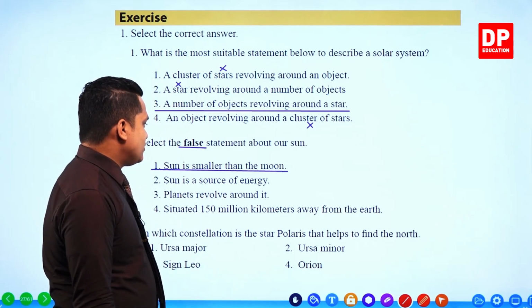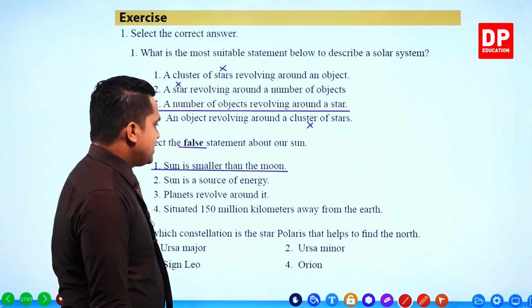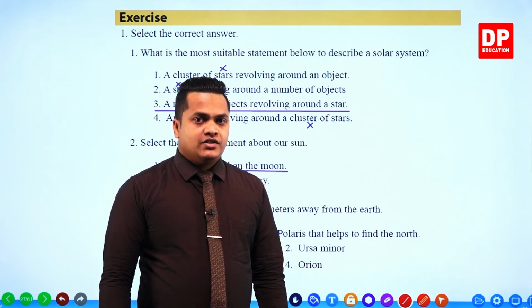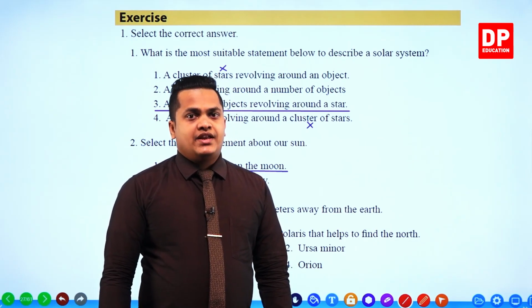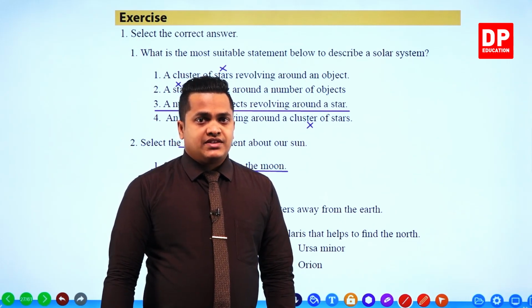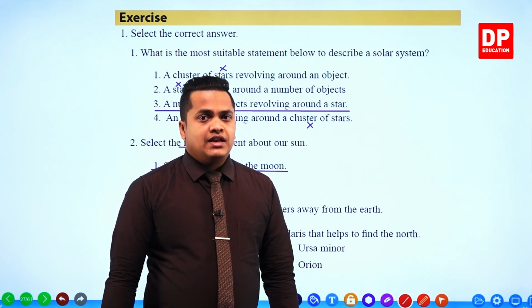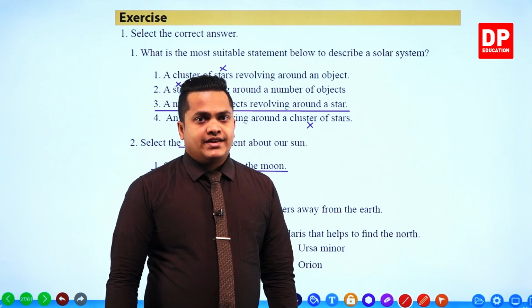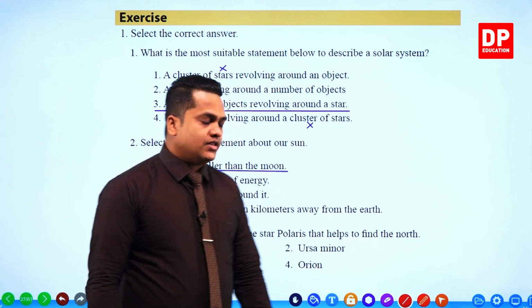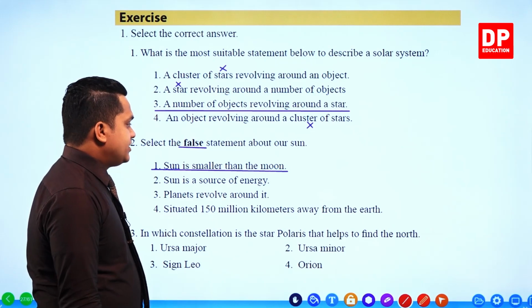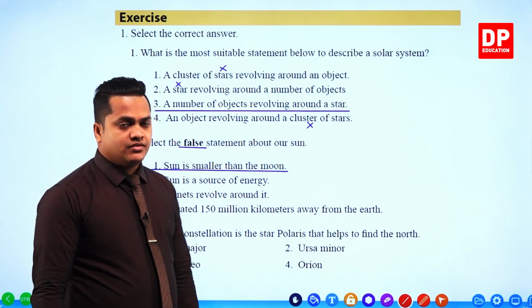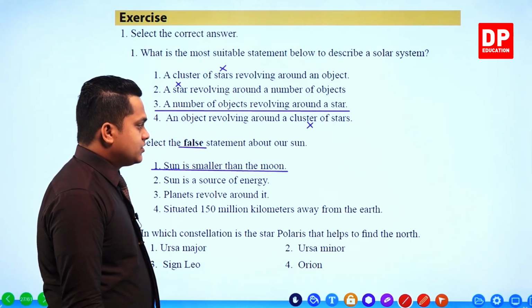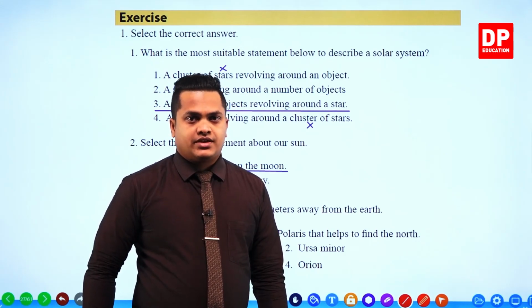Next one, sun is a source of energy. Absolutely correct. I told you that sun is going to provide light and heat energy, right? So the planet Earth receives light and heat energy mainly from the sun. So it's the main source of light and heat energy. So it is correct. Next one, planets revolve around it. Correct, no problem in that. Situated 150 million kilometers away from the Earth. So it is correct. No problem.